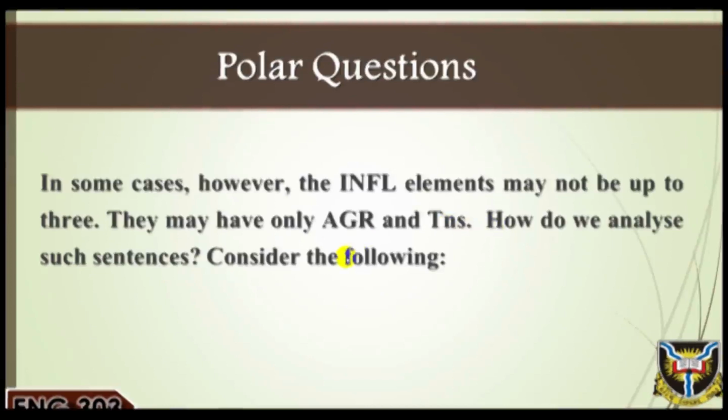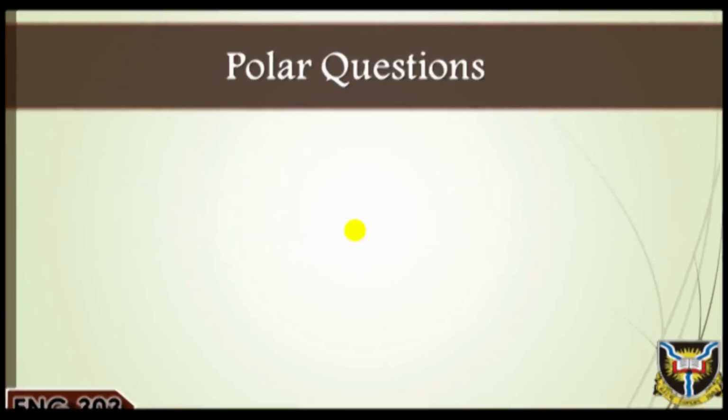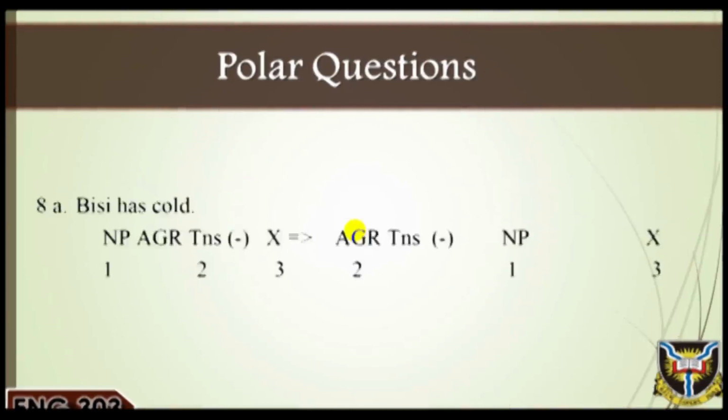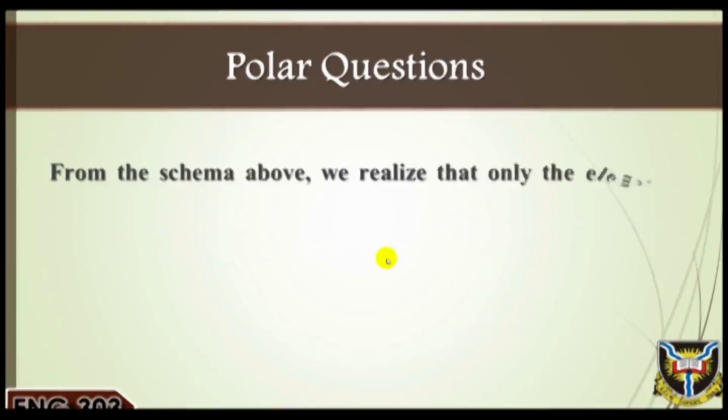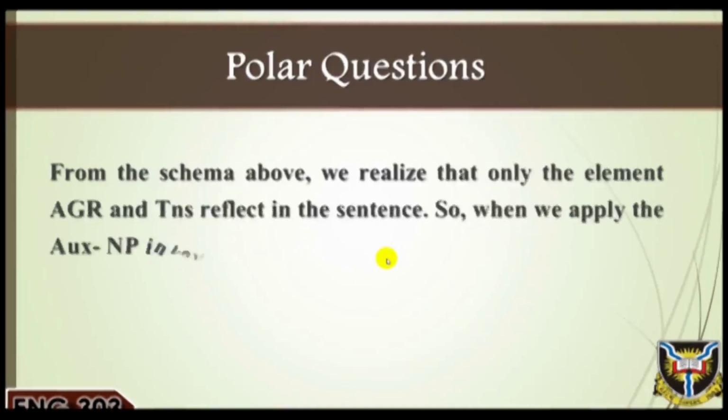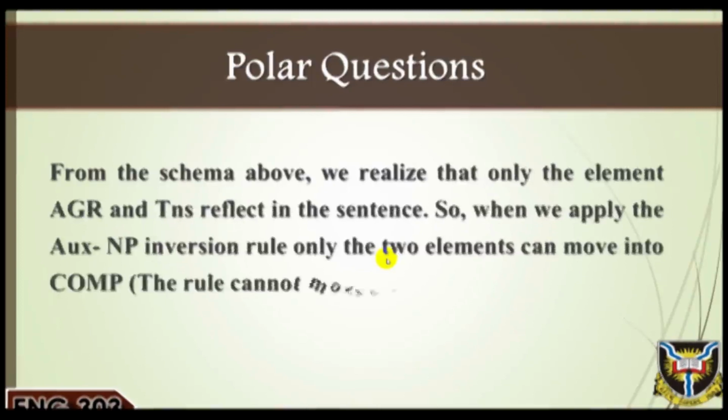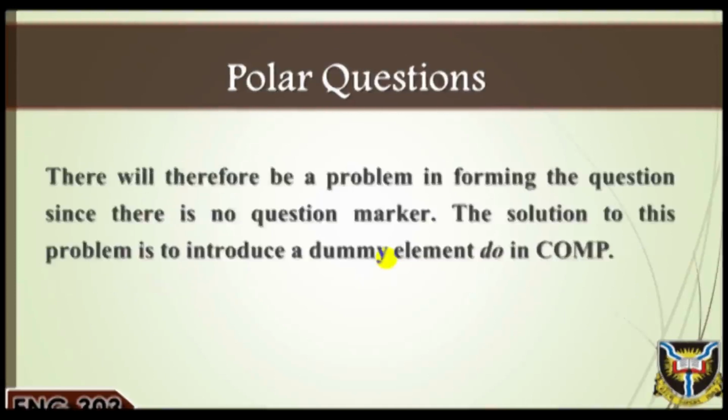From the schema above, we realize that only the elements AGR and TNS reflect in the sentence. So, when we apply the Aux-NP inversion rule, only the 2 elements can move into COMP. The rule cannot move a main verb. There will therefore be a problem in forming the question since there is no question marker. The solution to this problem is to introduce a dummy element, do, in COMP. This will assist us in forming the question. We can now apply the affix hopping rule and we will arrive at the right question.